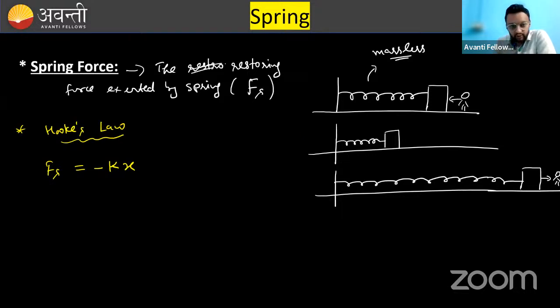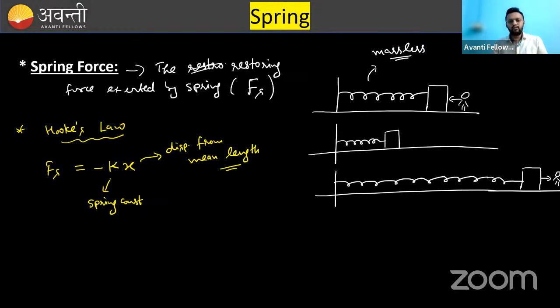So there are two things that you need to understand about this term. K is the spring constant and X is the displacement from mean length. Now this is again a new term, mean length. I hope you already know that, but still I am trying to say, if the spring is in relaxed condition, neither you are compressing it nor you are elongating it.